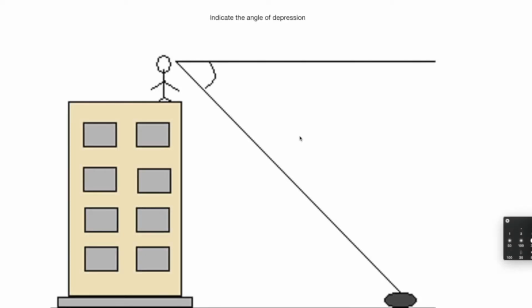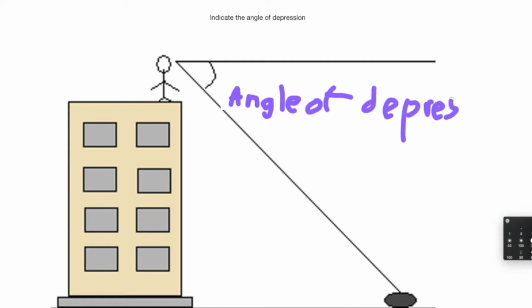So this question is to indicate the angle of depression. And we know that the angle of depression is the opposite of the angle of elevation. Thus, if you look down at an object, the angle your line of sight makes with the horizontal is the angle of depression. So in this case, looking at the eye level, the angle of depression will be right around there.